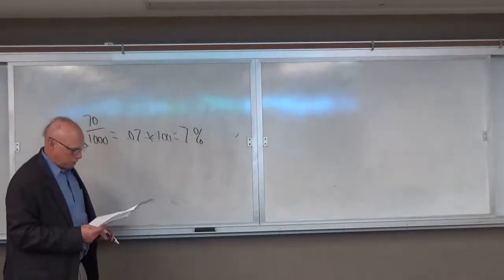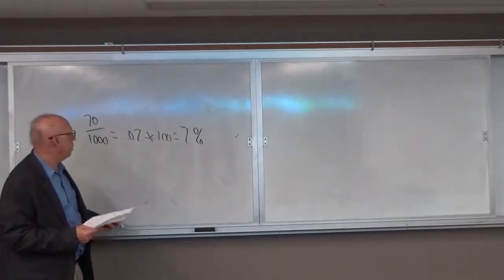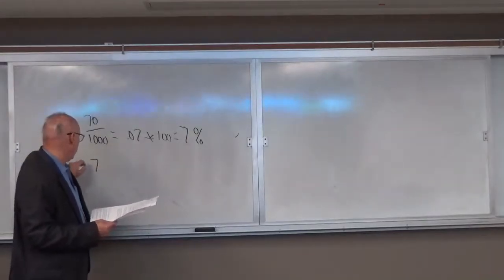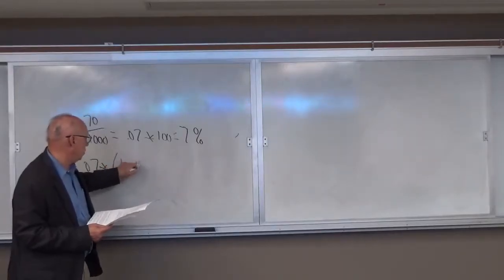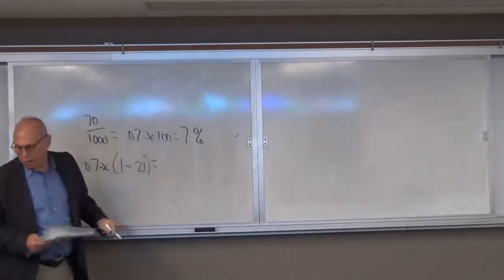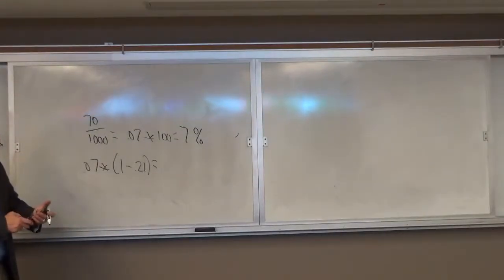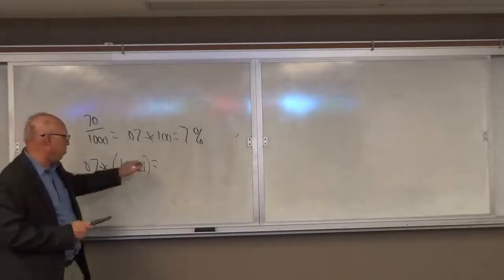Okay? The company is in the 21% tax bracket. What is the after-tax cost of the interest? Okay, so we're going to multiply 0.07 times 1 minus the tax rate, and we'll get our after-tax cost of debt. So, let's clear this calculator out. 0.07 times 0.79 is 5.53%.